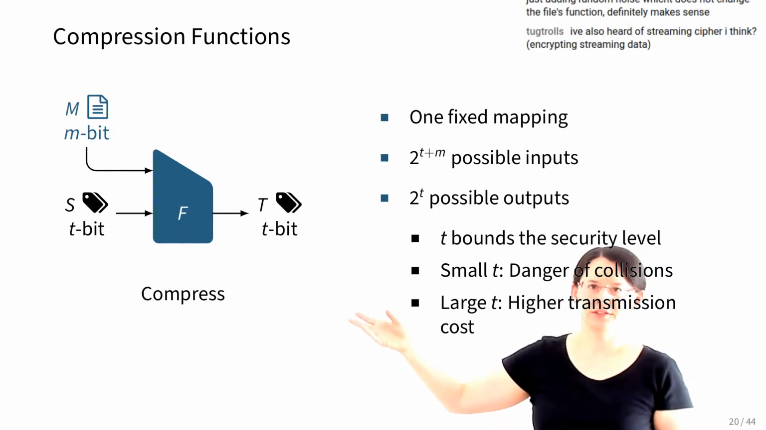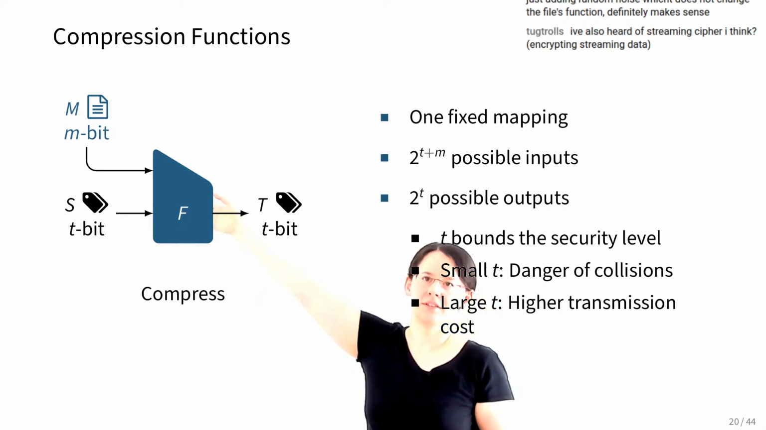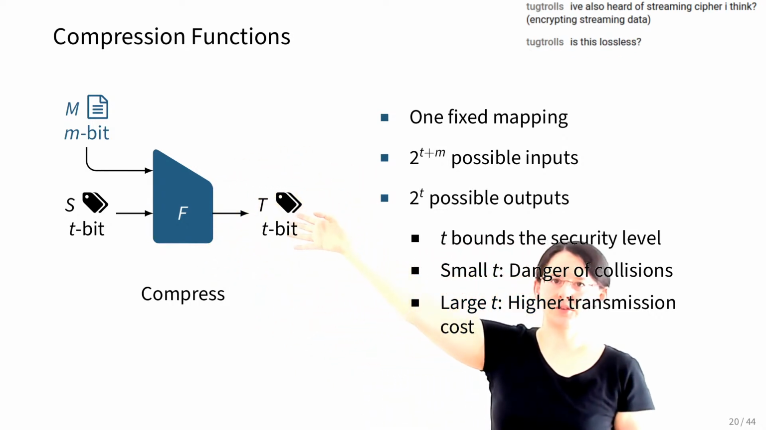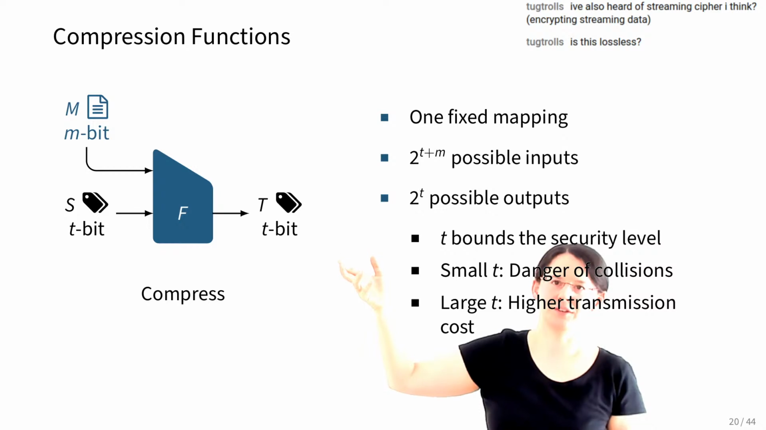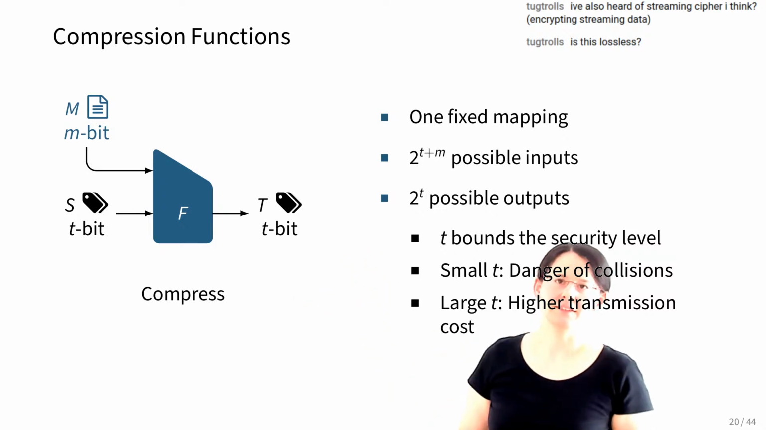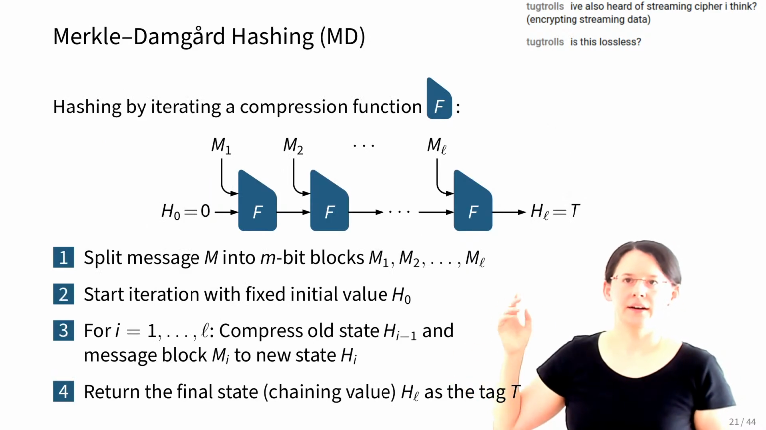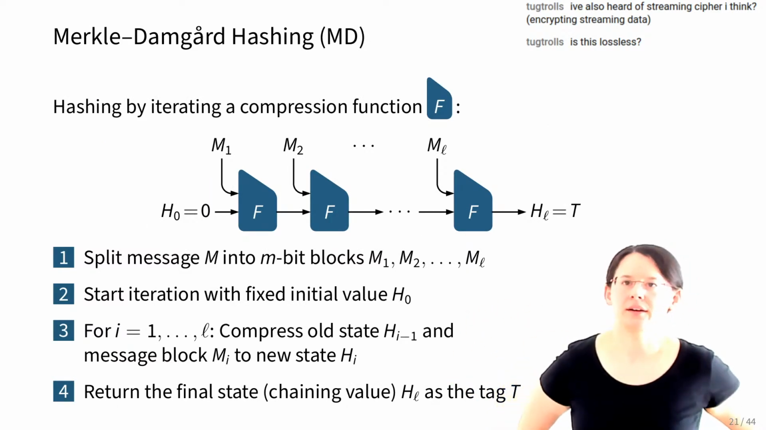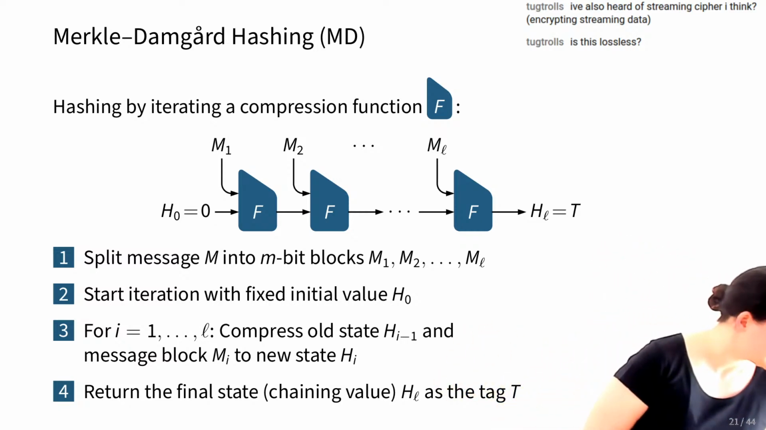So this already looks almost like a hash function, but with the one important difference that it doesn't accept arbitrary length inputs. But the good thing about compression functions is we know how to build them. Building something that processes a fixed input size and produces a fixed output size is relatively easy. Okay, so how do we now use a compression function to build a hash function?